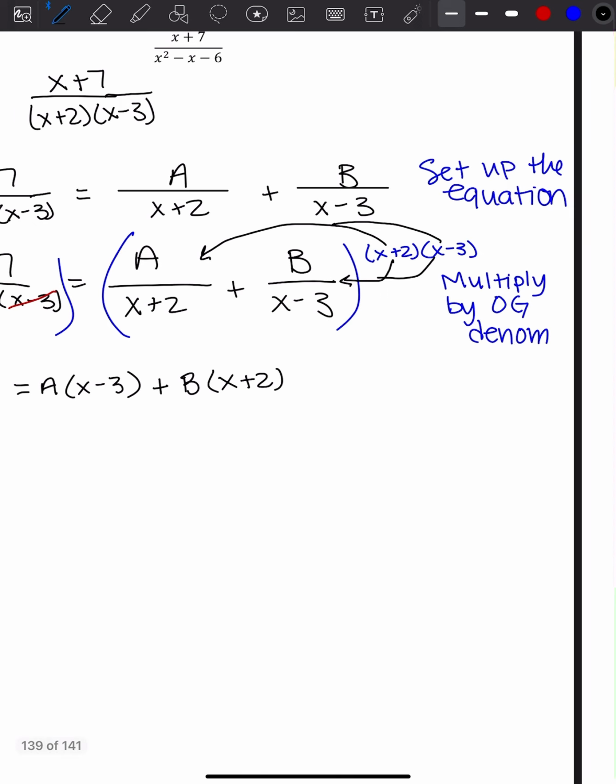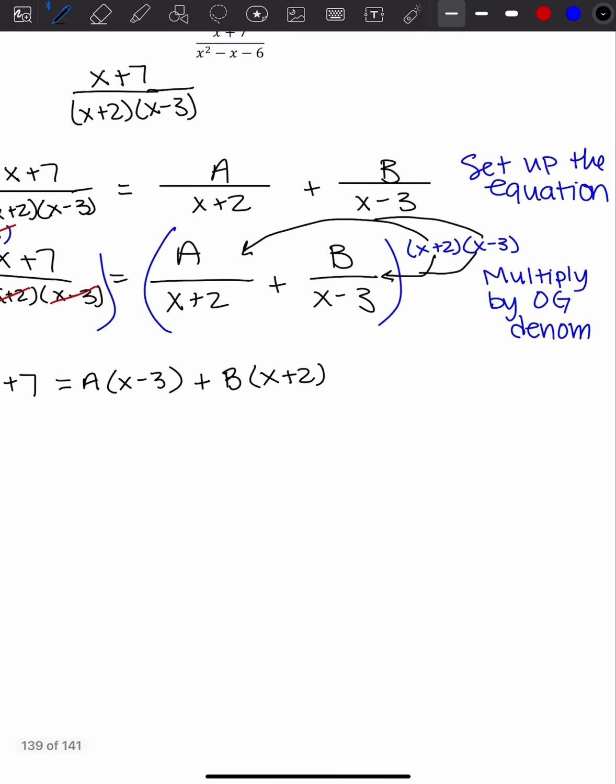Those numbers are going to be the zeros of our denominator. So if we can find the zeros of the denominator, we can make this a lot easier.